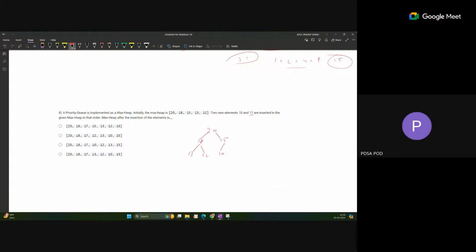Now 17 we will insert at this place. Now 17 and 15 we will compare. 17 is greater than 15, so this will be swapped. 17 will come here and 15 will come here. Only one operation is required. So after that, 17 and 20 are in the correct order. So now 20, 18, 17, 13, 12, 10, 15.